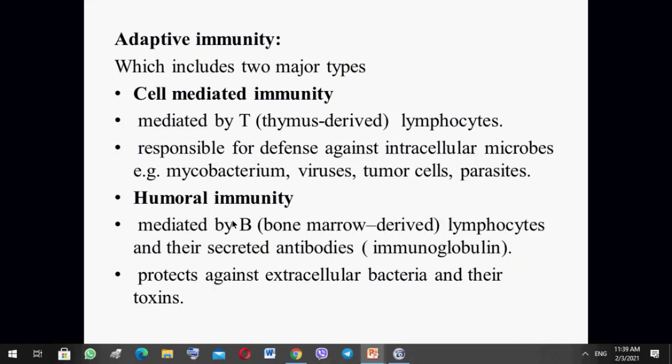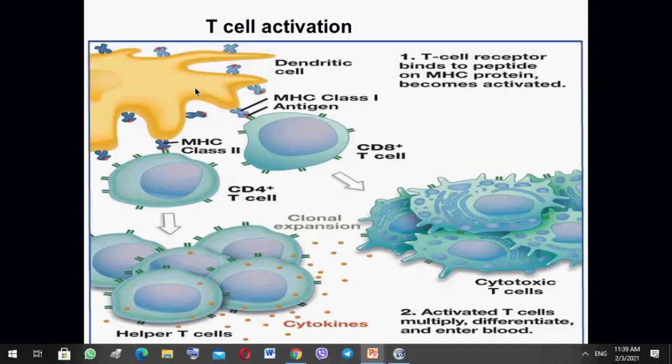While humoral immunity is mediated by B lymphocytes, and we call them B because they are derived from the bone marrow. These B lymphocytes will secrete antibodies, which we call immunoglobulins, after differentiation into plasma cells, and this immunoglobulin will protect against extracellular microbes such as extracellular bacteria or extracellular toxins.